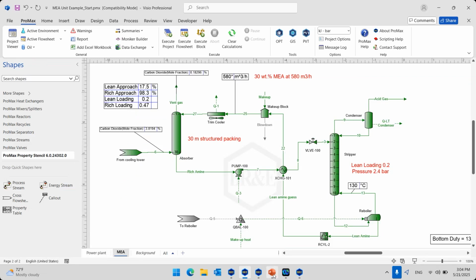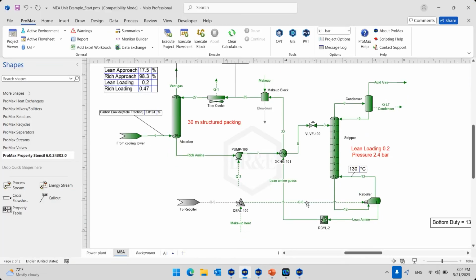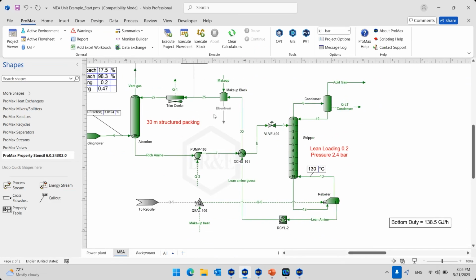Now, what is SRD? I just mentioned. SRD is a specific reboiler duty. What that basically means is a ratio between energy supplied versus how much CO2 you captured. The units commonly used are gigajoule per ton of CO2. Now, I could just take a calculator, and look at gigajoule here, and then the tons here, and just calculate it manually.